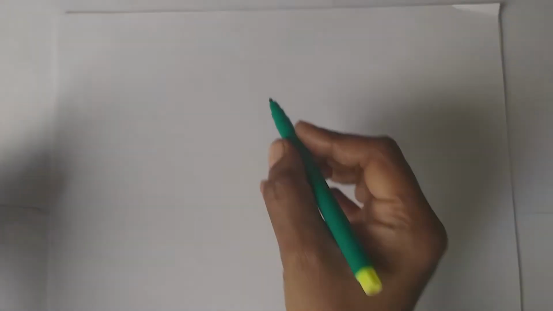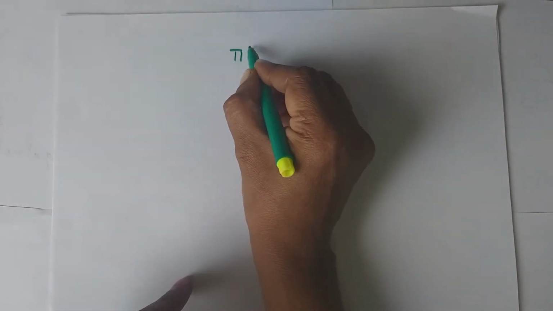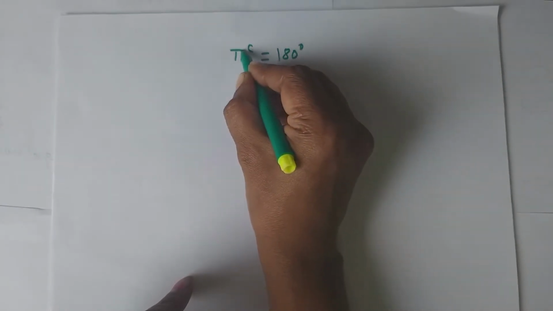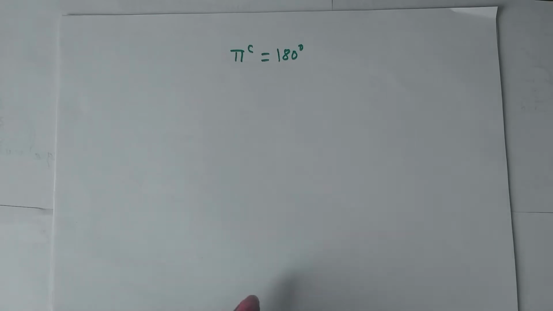Welcome students. Today we will see how to convert degree measure into radian measure and radian measure into degree measure. In our previous lecture we have derived one of the formulas that pi radians is equal to 180 degrees. This is the basic formula to convert the angle from degrees into radians and radians into degrees.